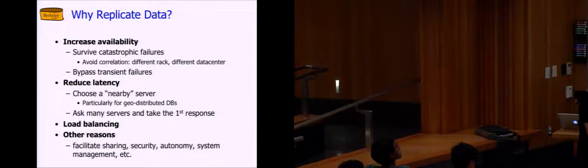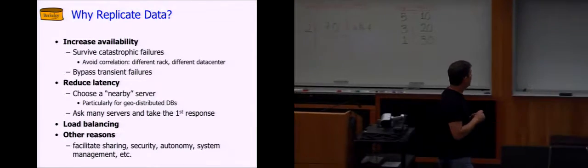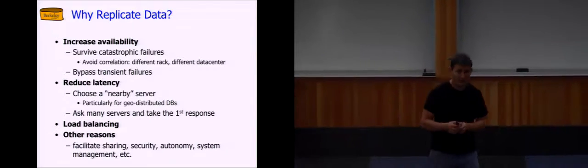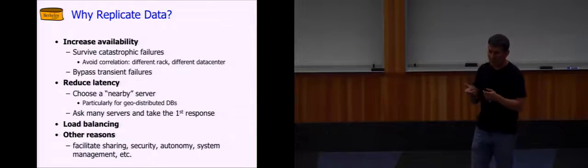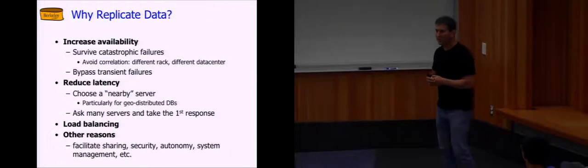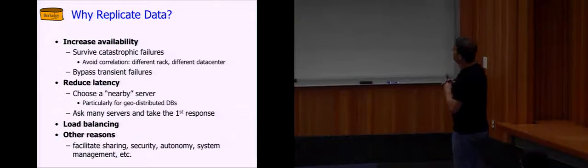Well, here's a couple reasons why you might want to distribute your data. One is to survive catastrophic failures, like earthquakes in San Francisco. Now you might argue, just put all your databases in some place that doesn't have earthquakes, but I don't know, there's alien attacks and all kinds of things could happen.